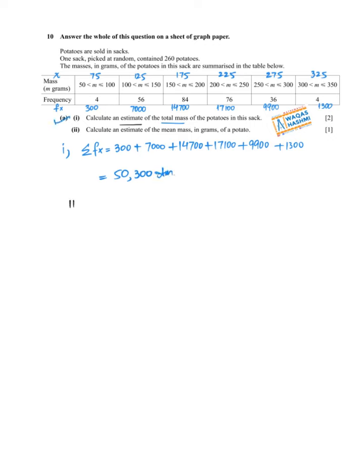For the next part, it says calculate an estimate of the mean. So for the mean, the working formula is summation of fx divided by summation of f. Now summation of fx we have found is 50,300, divided by what is the summation of frequency? It's given that there are 260 potatoes. So when you divide it by 260, that will sum up to 193.5, and that is your answer.